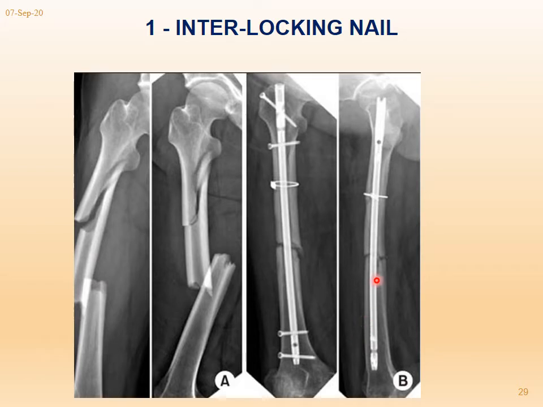In fracture shaft of femur. Although this was a very long fracture, starting from here, one fracture is here and one fracture is here. It is very good reduced. It is very accurately reduced and fixed with intramedullary rod.